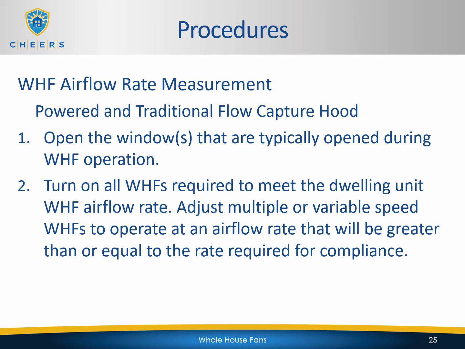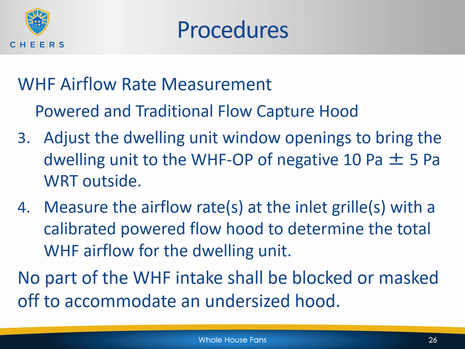So the first step is going to be to go in and open the windows that are typically opened during whole house fan operation. Next, you'll turn on all the whole house fans required to meet the dwelling unit whole house fan airflow rate, adjusting multiple or variable speed fans to operate. Again, just bump those up to the high fan speed so we can get the maximum airflow rate out of those.